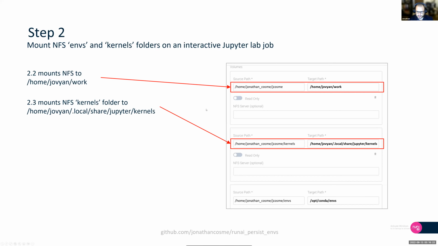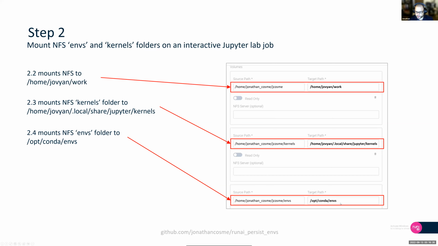That's what we always do. And second, into the kernels folder of the image, which is this thing over here on the right, we're going to mount that kernels folder that we just created. And then into the environments folder, Conda environments folder of the image, we're going to mount that environments folder that we just created here. And once we do that, we can go ahead and submit the job. So let's go ahead and do that.